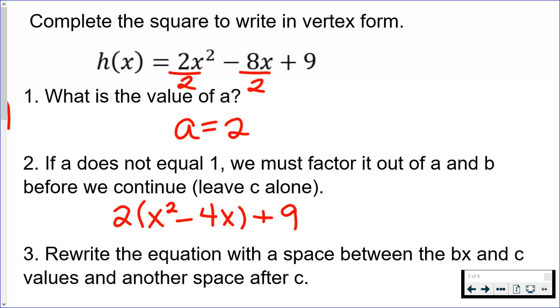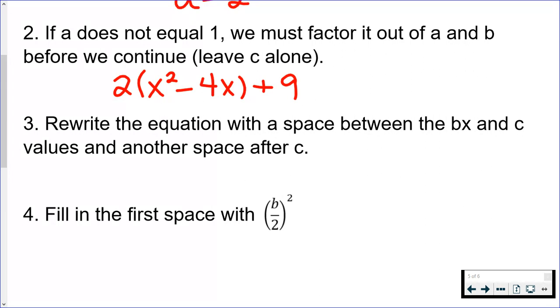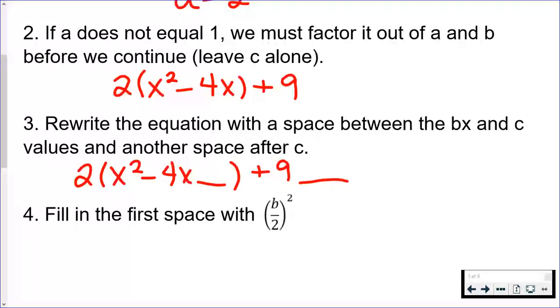Okay, so again, I've taken out a 2, but I've only taken the 2 out of the first 2 terms. Now I'm going to write some spaces in here like I did in the first example. You're going to put a space after B, and you're going to put a space after C.